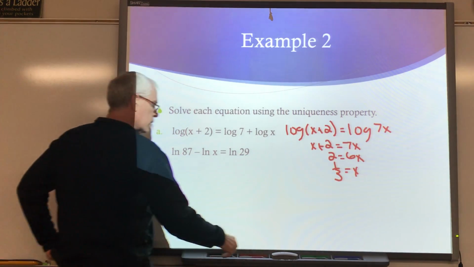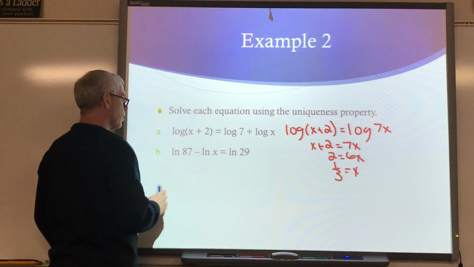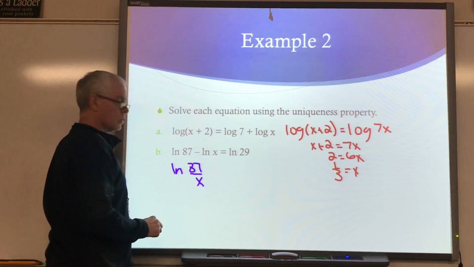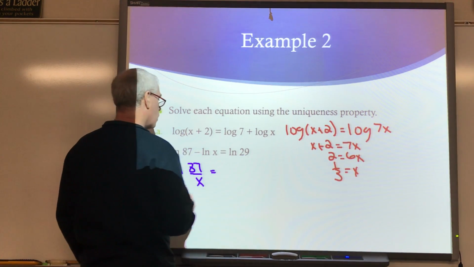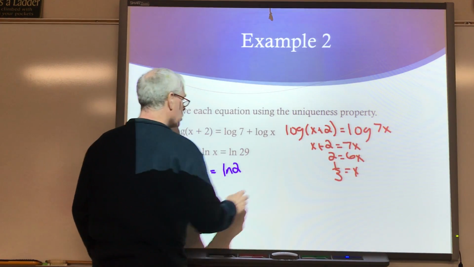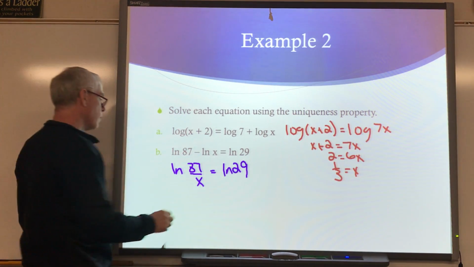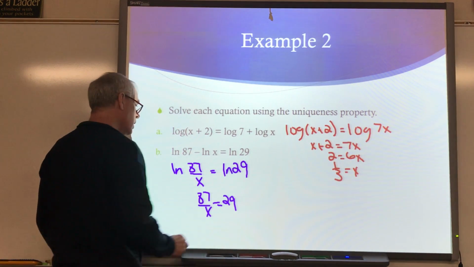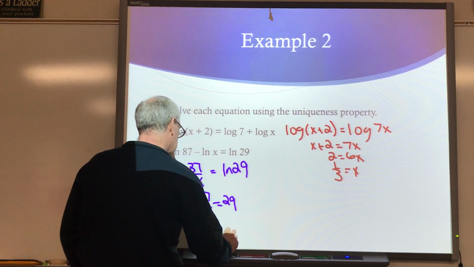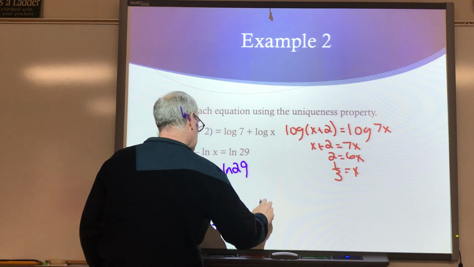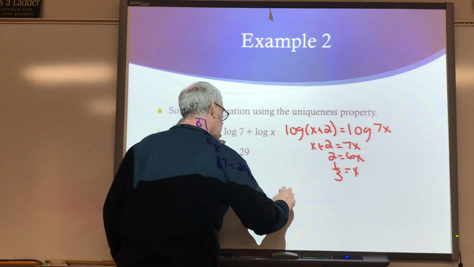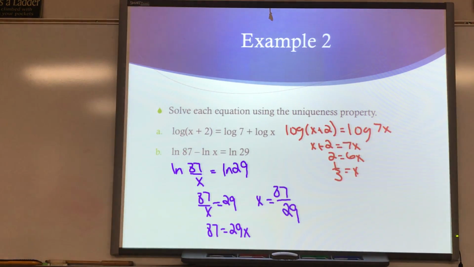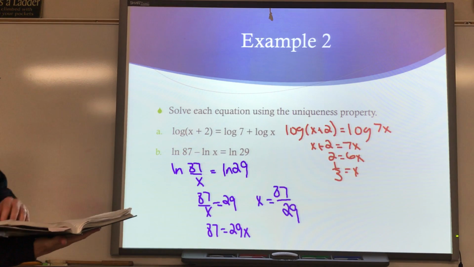Okay, this one over here, similar. Both are natural logs on the left side. Subtraction becomes division with our quotient rule. Both sides of the equal sign have natural log on them now, so I can say 87 over x equals 29. Multiply both sides by x, 87 equals 29x. And so x is going to be 87 over 29, okay?